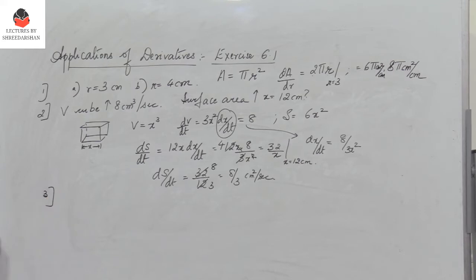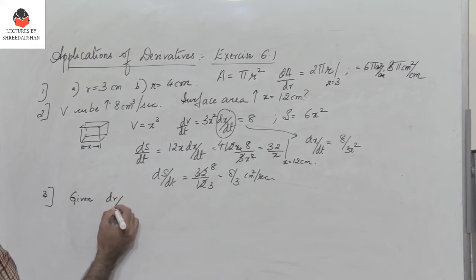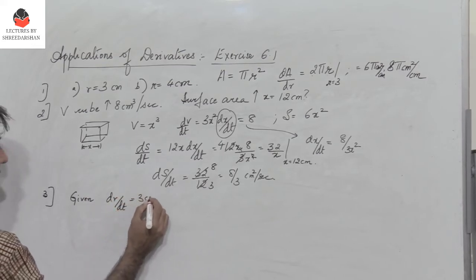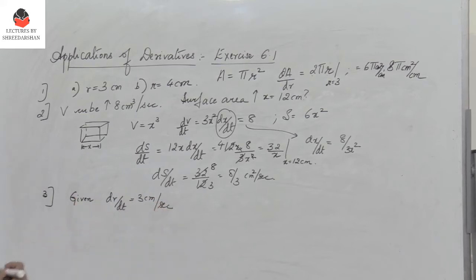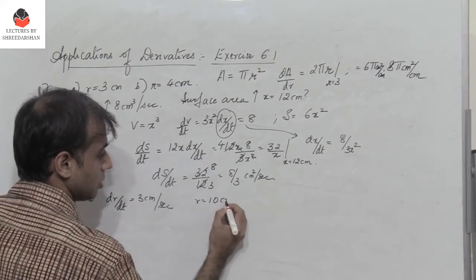So the third one states that the radius of the circle is increasing at the rate of 3 centimeter per second. Find the rate at which the area of the circle is increasing when r equals 10 centimeters. So given dr by dt equals 3 centimeter per second. It's been given that the radius of the circle is increasing at the rate of 3 centimeter per second, and we need to find the rate of change of area of the circle when r equals 10 centimeters.